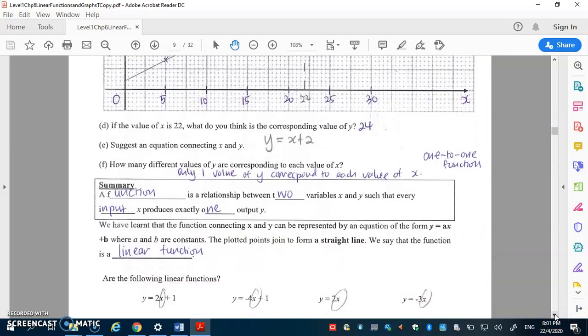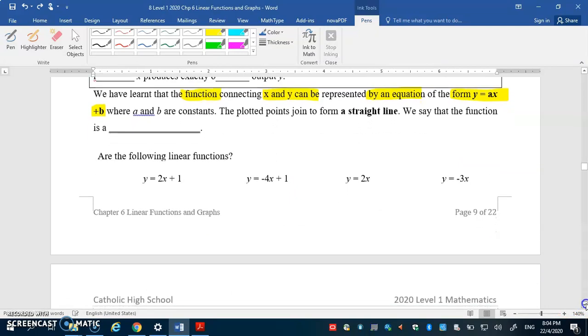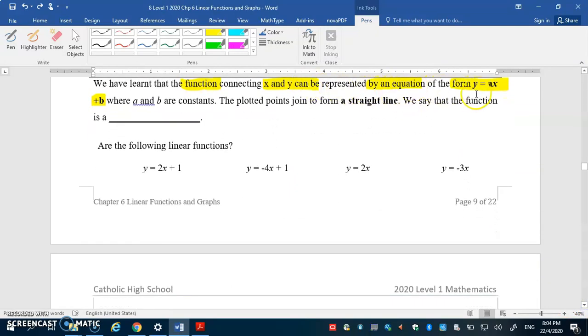Alright, now we can conclude. A function is a relationship between two variables, x and y, such that every input x produces exactly one output y. Okay, so this is what we've learned so far. We've learned that a function takes in an input, applies a rule, produces exactly one output y, for every input x. And we've also learned that the function connecting x and y can be represented by an equation of the form y equals ax plus b, where a and b are constants.